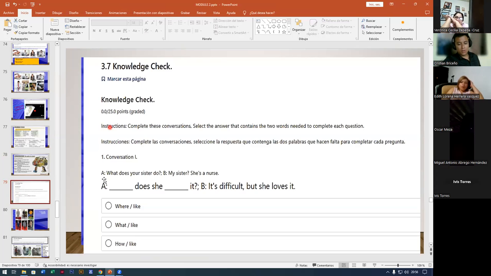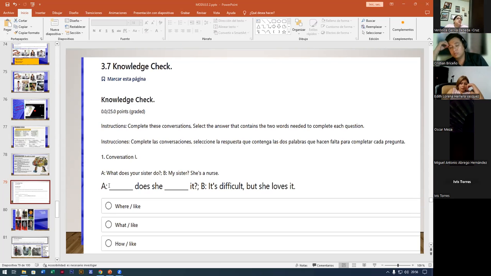Okay, remember that here in the platform, you have this exercise and you have different conversations. In conversation one, you have the example: What does your sister do? And it says, my sister, she's a nurse. And we have here to complete the question. What is the best option? How and like, right, correct.